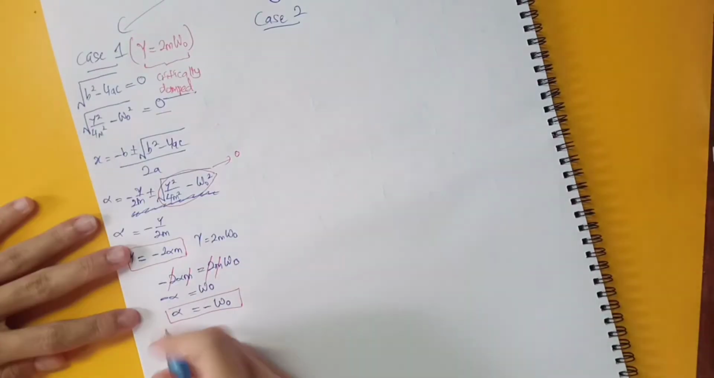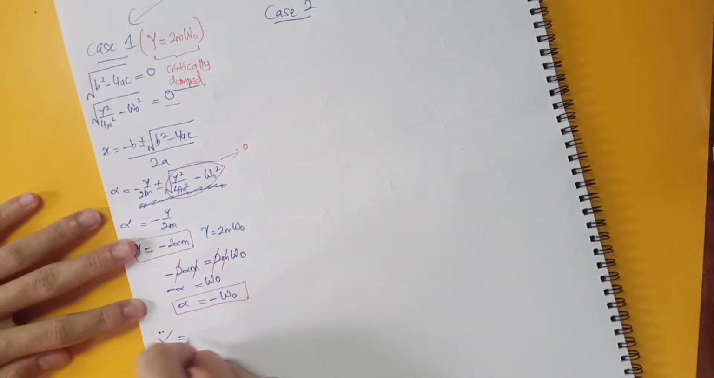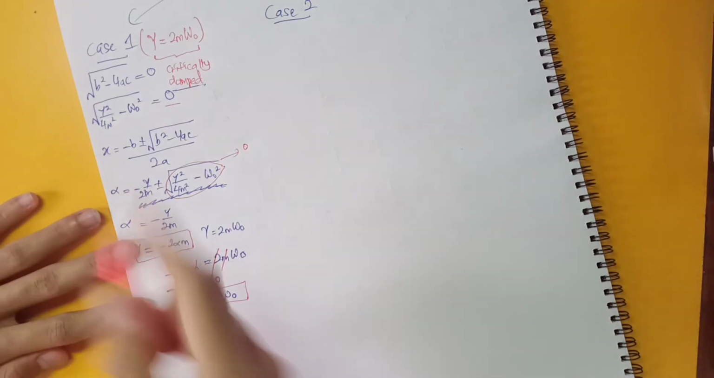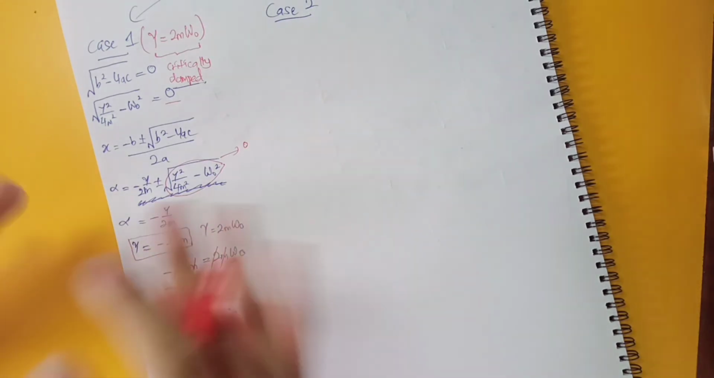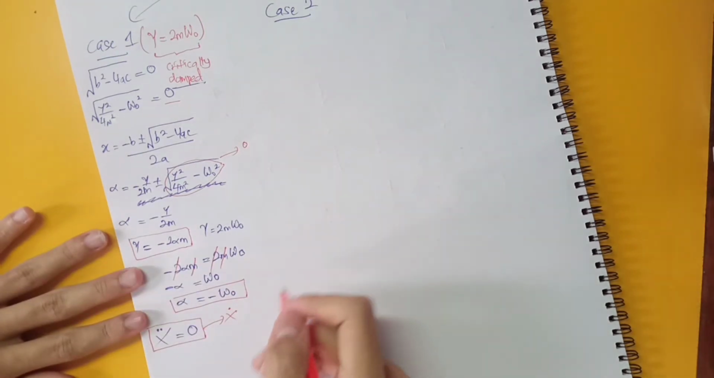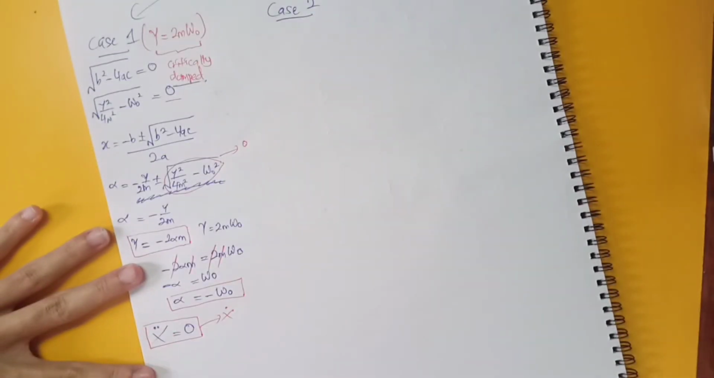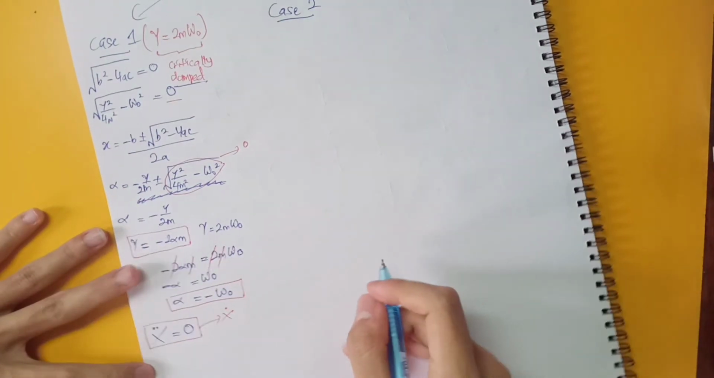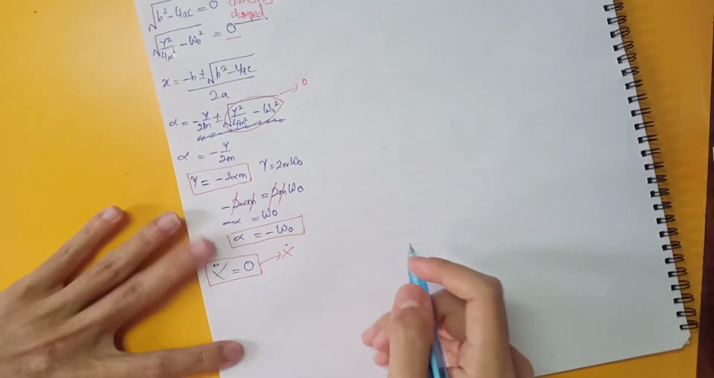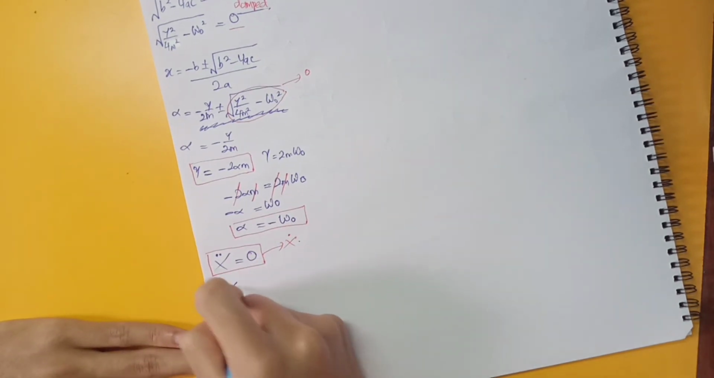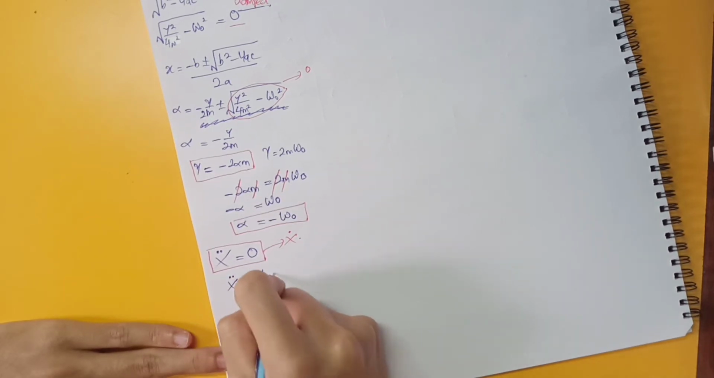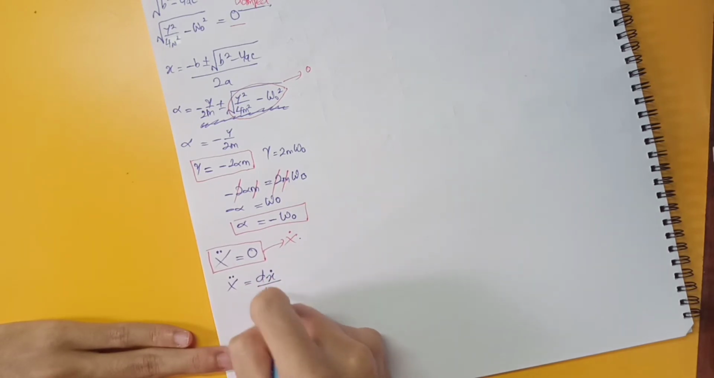So when x double dot is equal to 0, what is the velocity of the system? Now let's go back. We know that x double dot is the rate of change of velocity, right? It is d x single dot over dt.